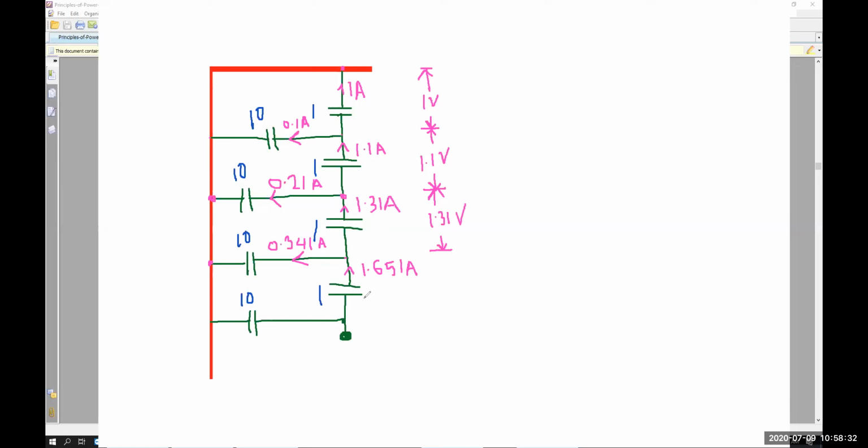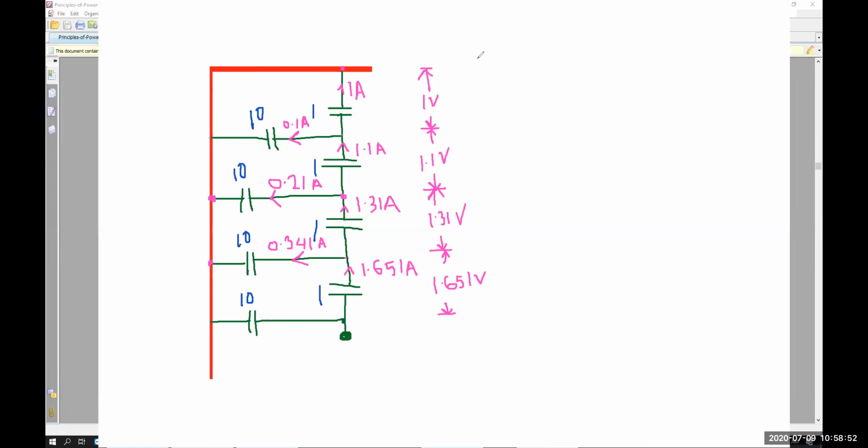Now how much volt will you have here? 1.651 into 1, 1.651 volt. Understood?